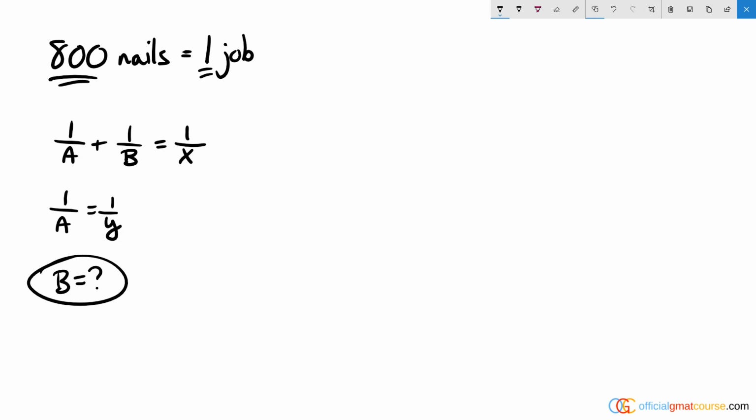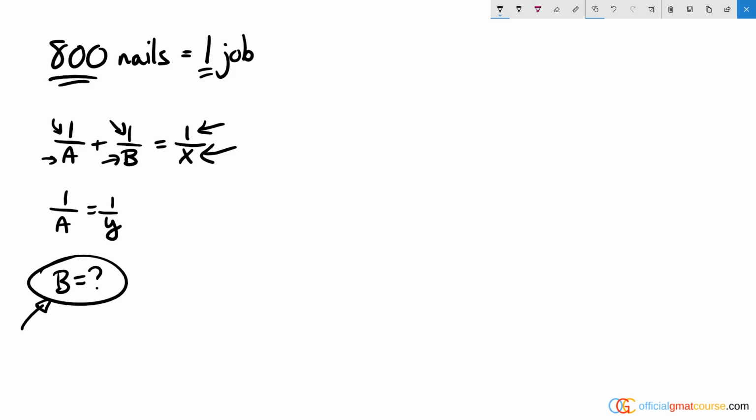Now, I know that together A and B can get it done in X hours. So one job in X hours, where I'm representing the rates of A and B as one job per A hours and one job per B hours. And we're looking to solve for B because we want to see how long it'll take machine B working on its own. And we're going to represent it in terms of X and Y.